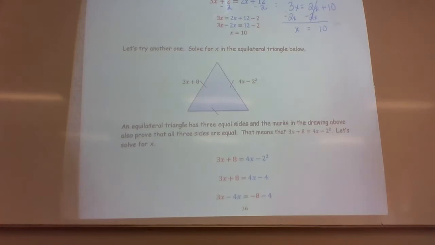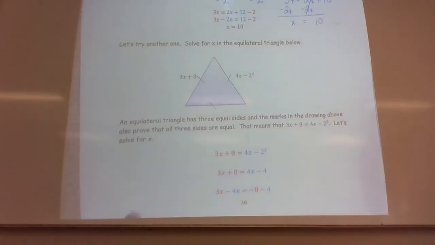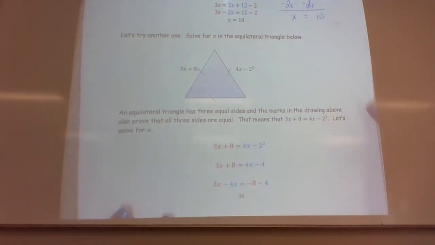Alright, so we have two sides of this triangle which are congruent, right? But this means that all of these sides are congruent, so we need to figure out what the sides equal. So we have 3x plus 8 equals (4x minus 2) squared. Order of operations tells us we need to do our exponent first. So this becomes 4x minus 4. And we're going to subtract 8 from both sides.